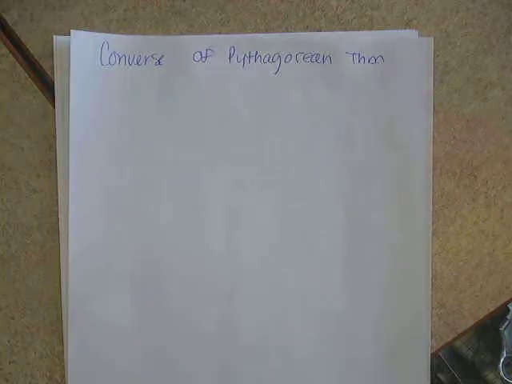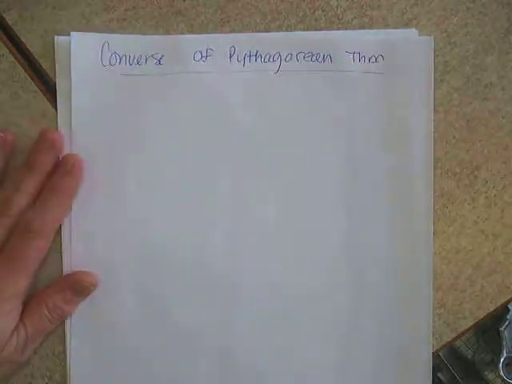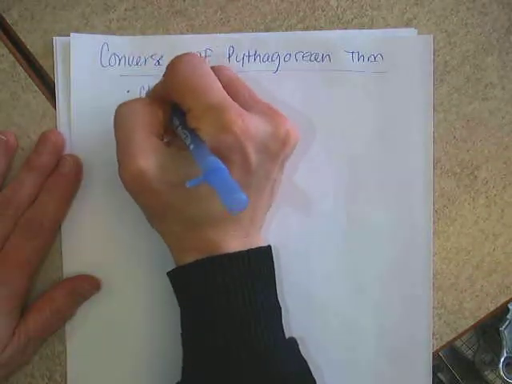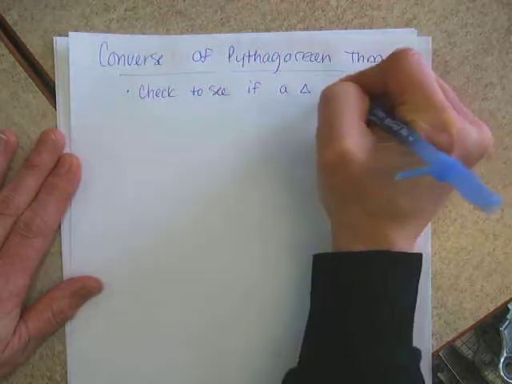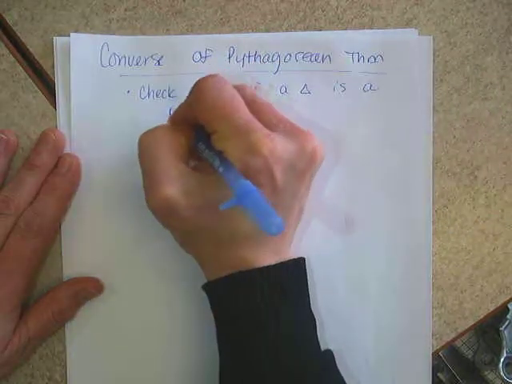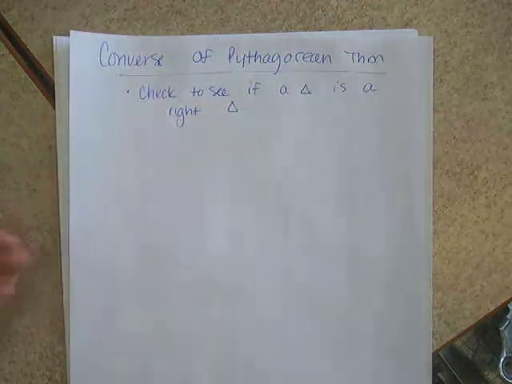Okay, so as far as using the converse, first thing we could do is check to see if a triangle is a right triangle.